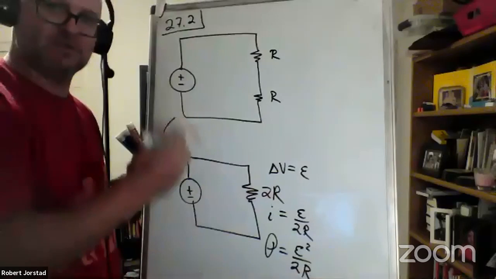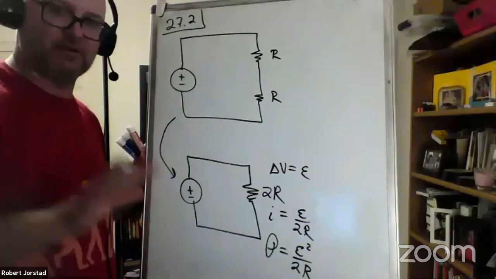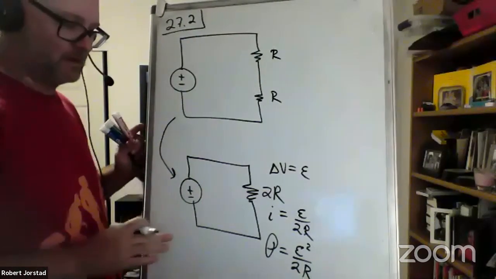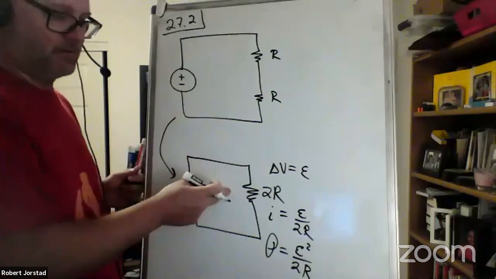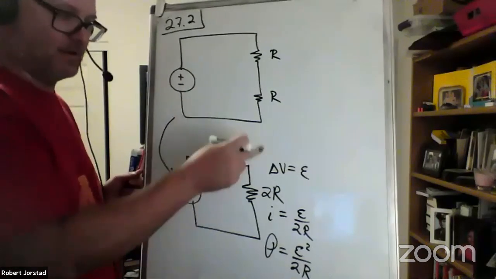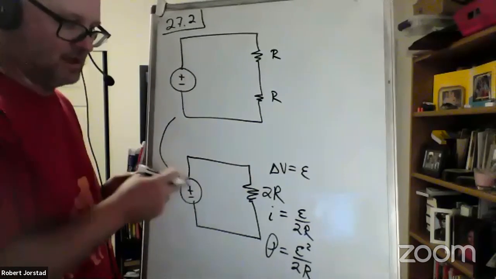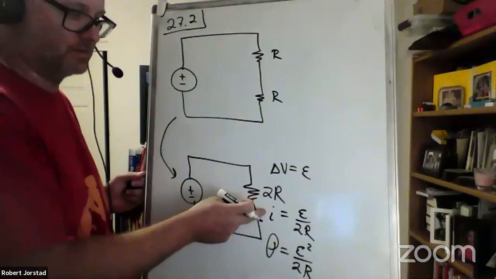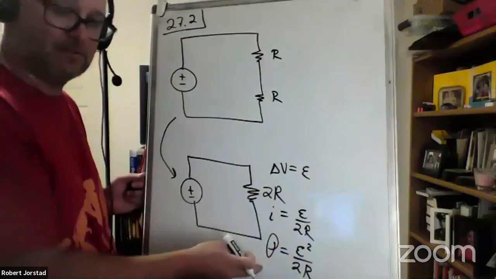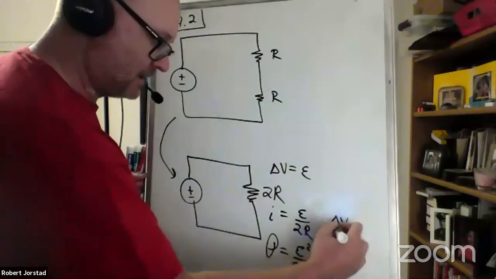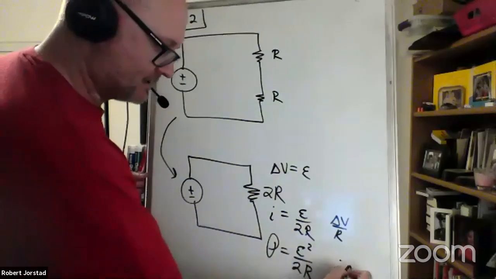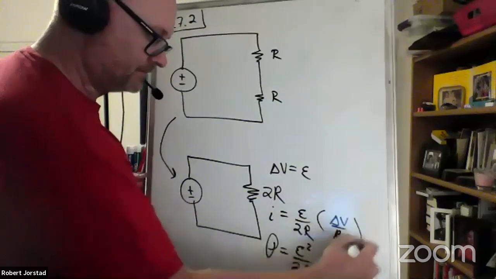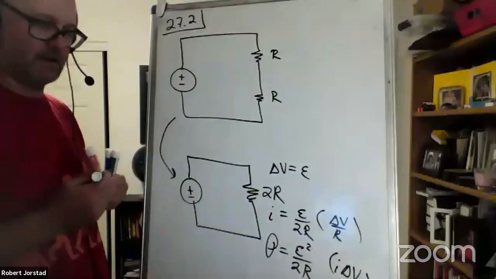There's a reason to do this problem, but I hope I'm not going too fast. Again, we found the equivalent resistance. Once I know that, I know this voltage has to be that voltage. And then I get the current from voltage over resistance and the power. So this was delta V over R, and this was I delta V. Okay, that's how I got those.